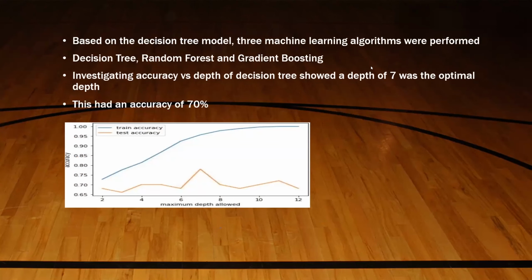Right. So based on the decision tree model, three machine learning algorithms were performed: decision tree, random forest, and gradient boosting. And they found that when they investigated the accuracy versus the depth of the decision tree, it showed that a depth of 7 was optimal, and it produced an accuracy of 70%. And we see a little illustration of the findings from the paper right there.